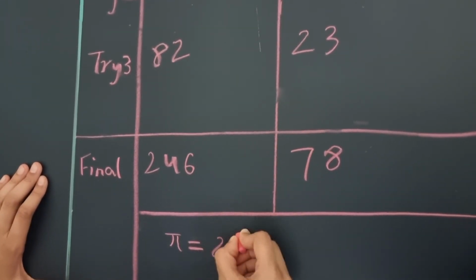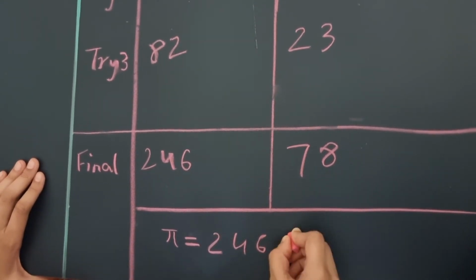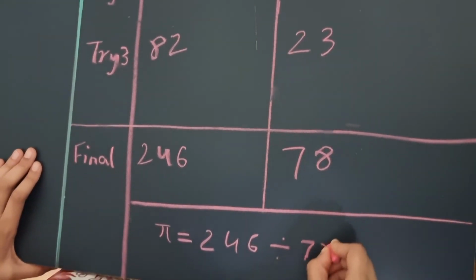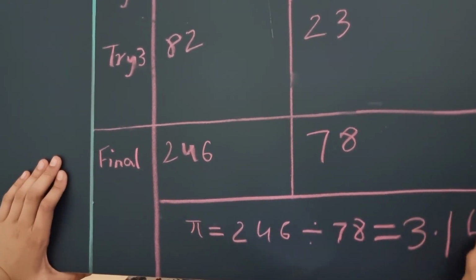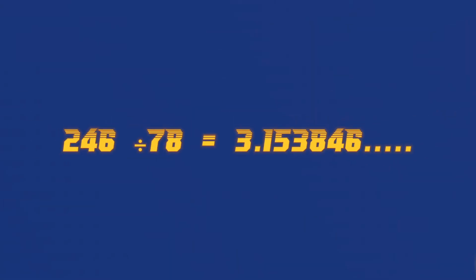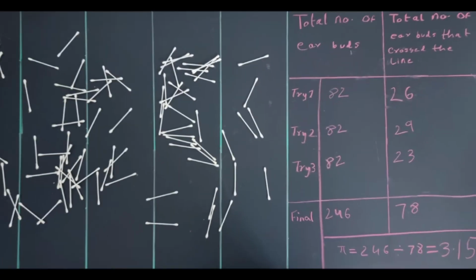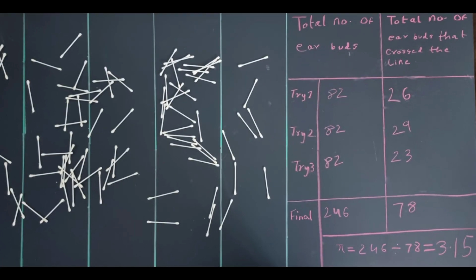From this experiment, we get the approximate value of pi by dividing the total number of buds by the total number of buds that cross the line. So this is our approximate value of pi, which is 3.15 and is also very close to 3.14.